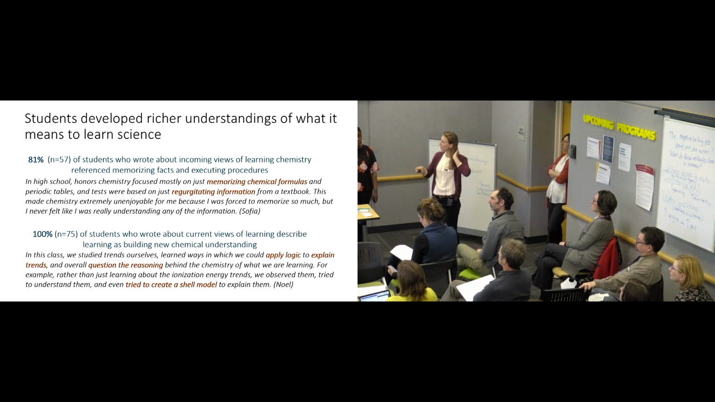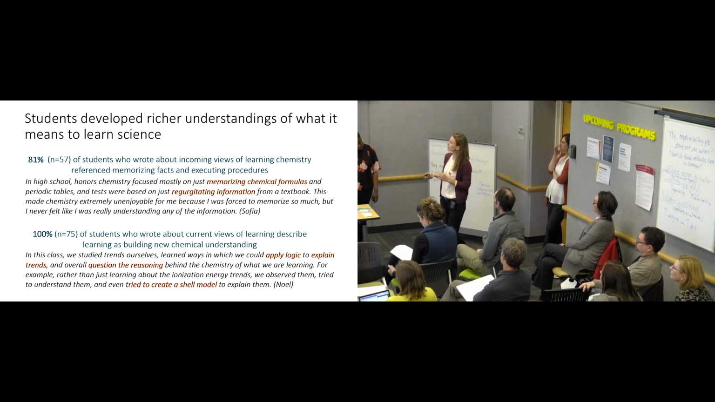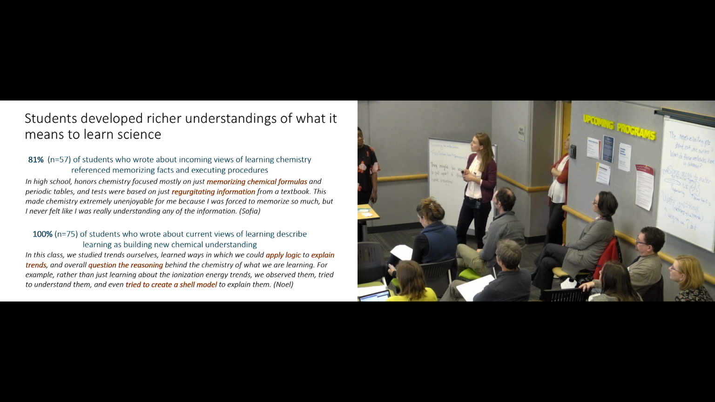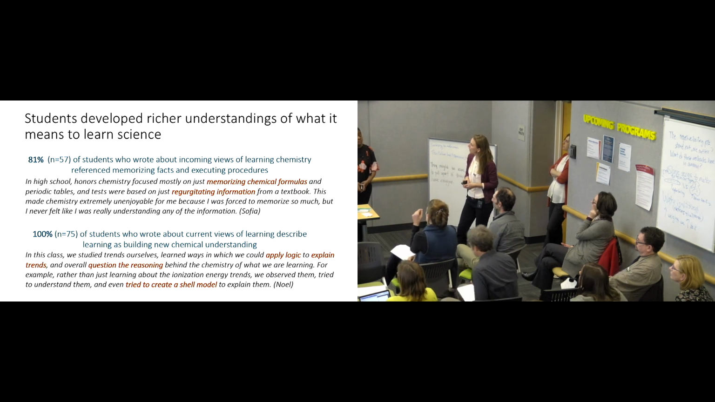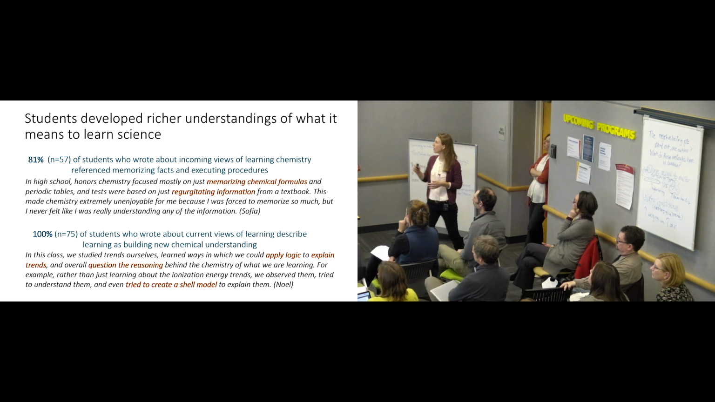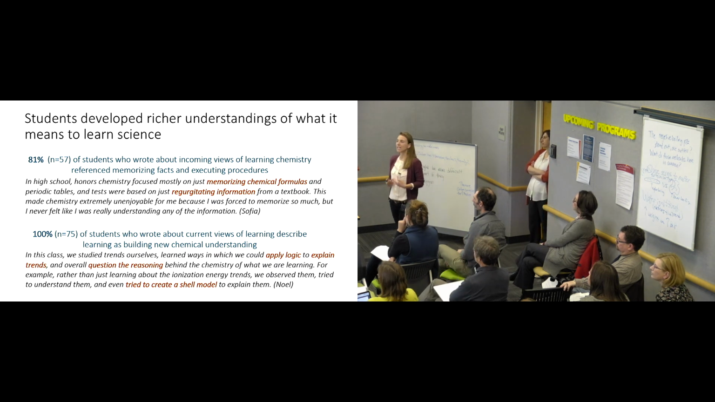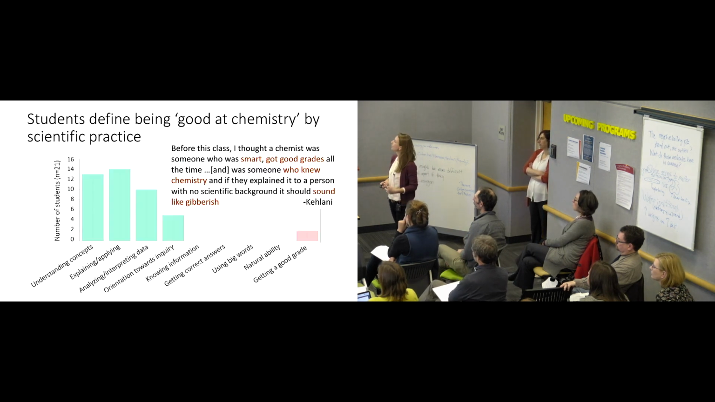And then of the 75 students who did answer the prompt, 100% of them talked about learning chemistry as building new understanding. And so they were talking about what that understanding meant or how you got to it. So in this class, we studied trends ourselves. We learned ways in which we could apply logic and explain trends and overall question the reasoning behind the chemistry. For example, rather than just learning about ionization energy, we observed the trends, we tried to understand them, and even tried to create shell models. So they were naming the practices of chemistry as they talked about what it meant to learn. They kind of got that they're learning as a chemist learns.